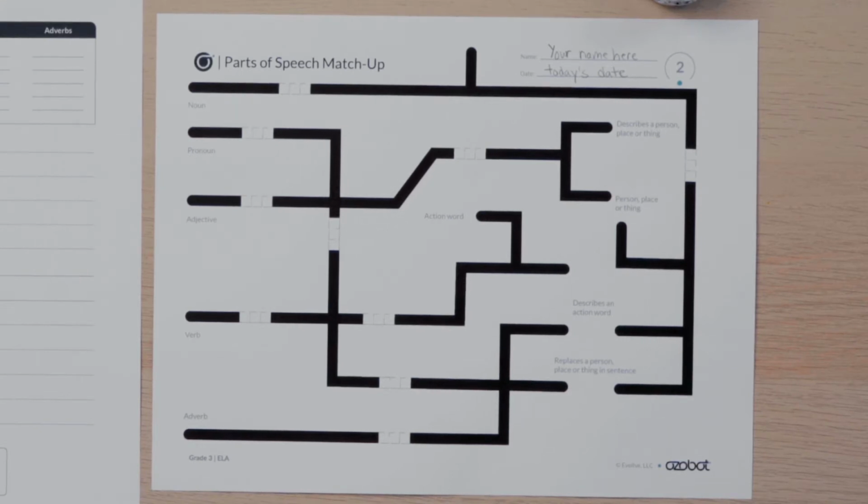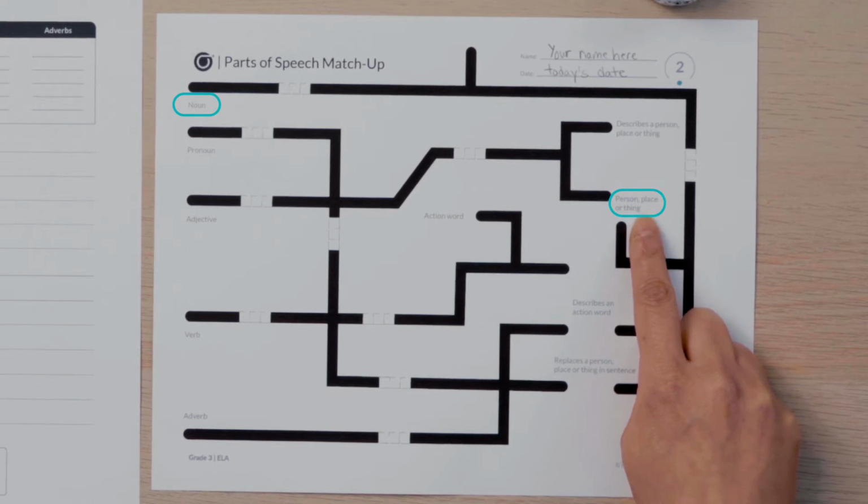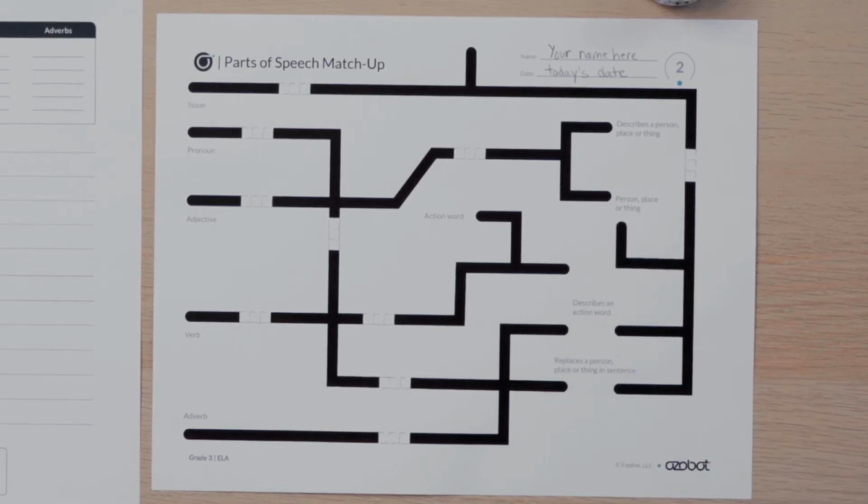You'll use the direction at intersection codes to help your Ozobot connect the part of speech with the correct definition or function. Let's do the first one together. The first word on the left is noun. Look at the right side of the page and find the definition of a noun. Good. You found person, place, or thing in the middle of the right side. Let's connect them. Starting at the word noun, follow the line that takes your bot to person, place, or thing.